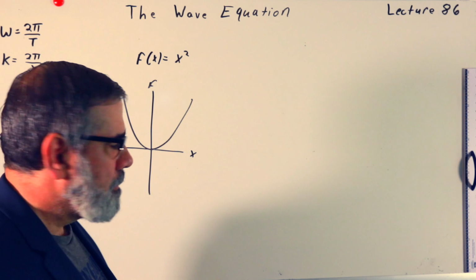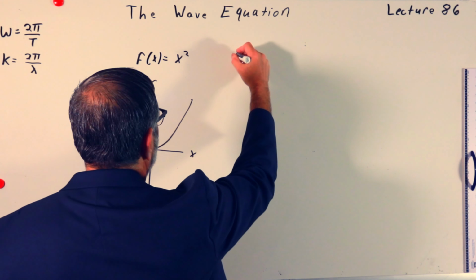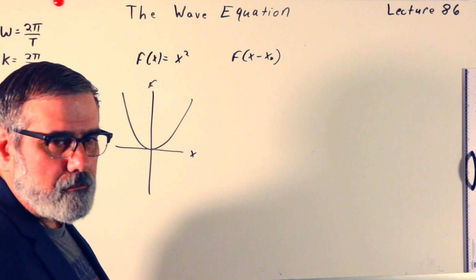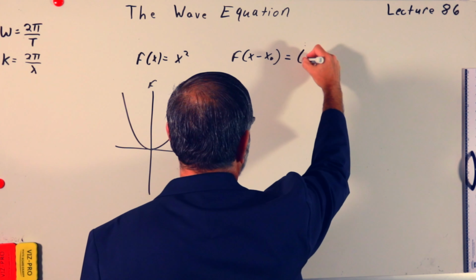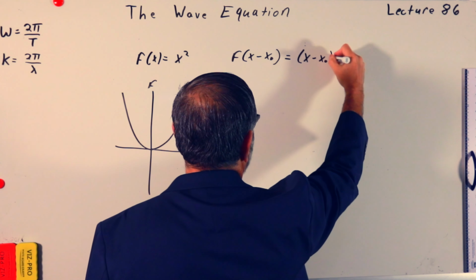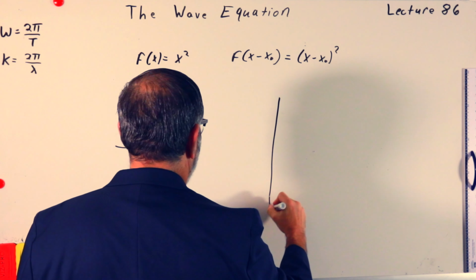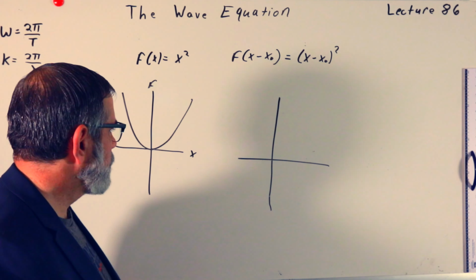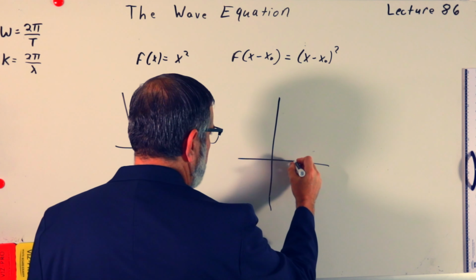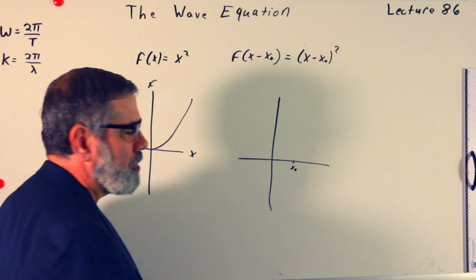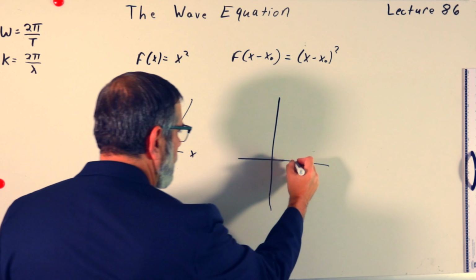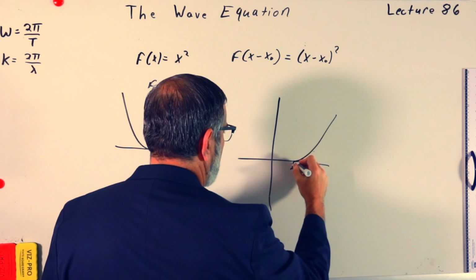What about f of x minus x naught? Obviously, the form of that equation is going to be (x minus x naught) squared, but we know from algebra that we don't have to really fuss with this too much. Because we know that there's going to be some value, x naught, and all we're going to do is move the vertex of this parabola to that point. Who remembers this from algebra?